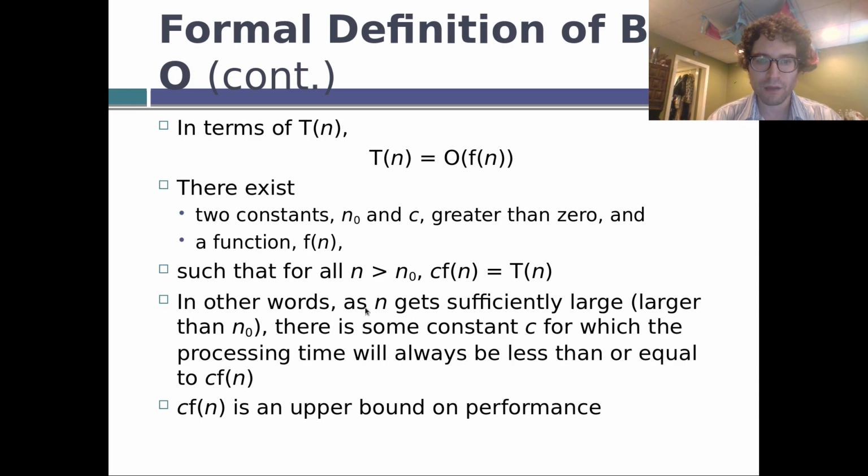The other way of explaining this that's not graphical is that once n gets sufficiently large, there's always going to be a constant such that T of n is going to be less than or equal to this function. Once n gets sufficiently large, it's going to be under some other n squared algorithm. It's never going to perform worse than that. It's essentially saying you're never going to be worse than this.